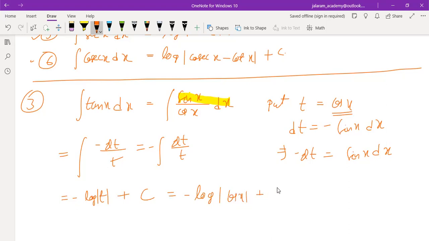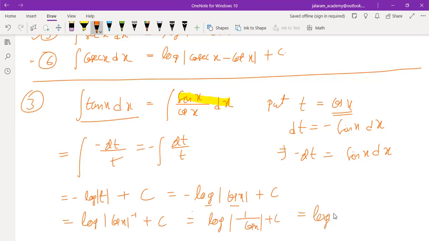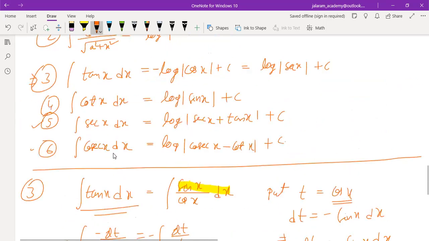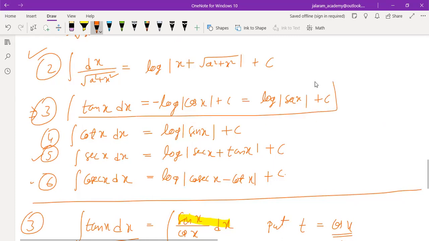Why do you use modulus in the log? As log is defined only for positive numbers. This we have discussed in the topic functions. So minus log cos x plus c is the integration of tan x, or we can even write log. If this minus 1 is removed from the coefficient, it goes to the power. This is the property of log, meaning log 1 by cos x, and we know that 1 by cos x is sec x. So it is log sec x plus c, which is the integration of tan x, which we have written as formula 3.